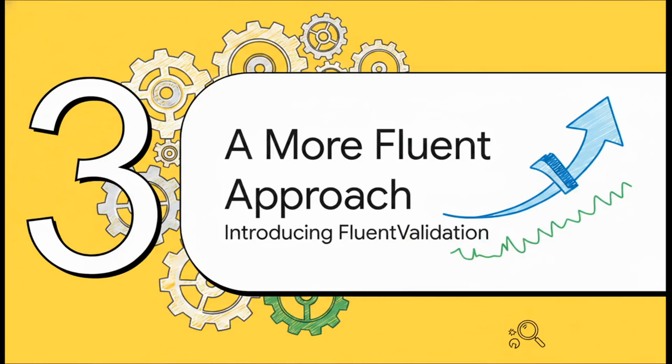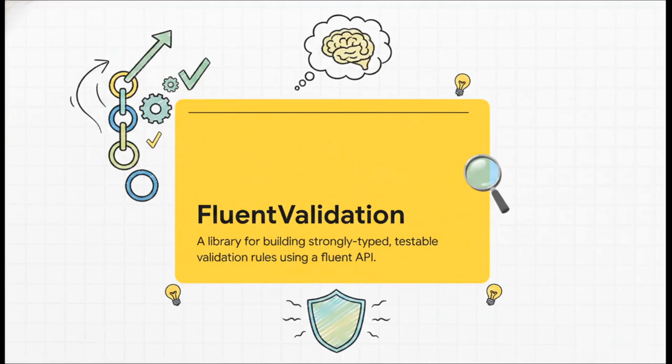So, if the easy path leads to a dead end, what's the better way? Well, this is where we introduce a tool that was literally built to solve these exact problems. Let's talk about FluentValidation. The name kind of gives it away, right? Fluent. It means you write your rules in a really natural, readable way, almost like you're writing a sentence. You can chain commands together.